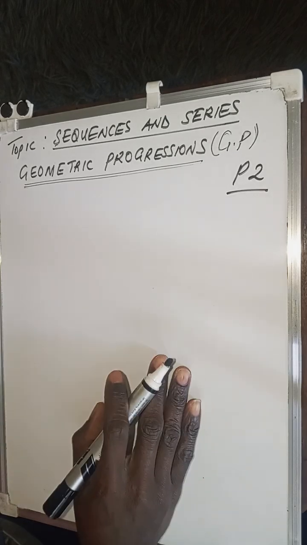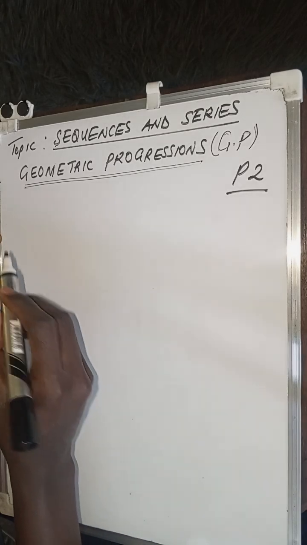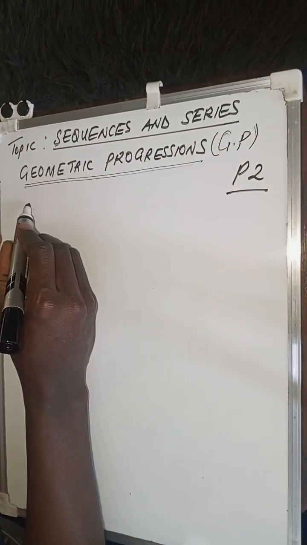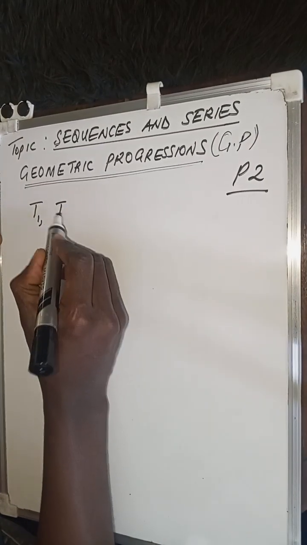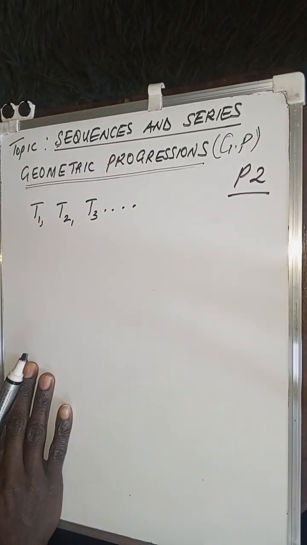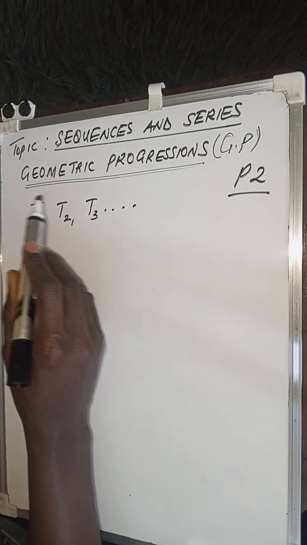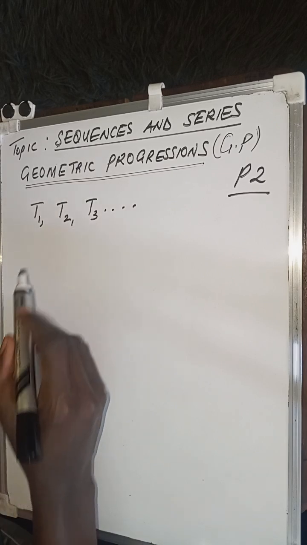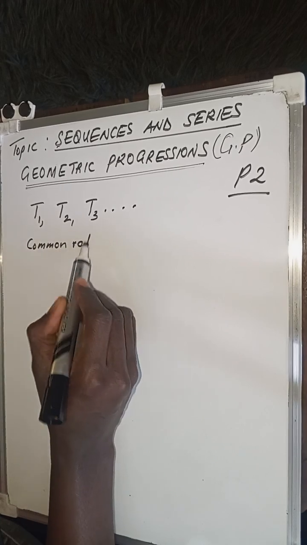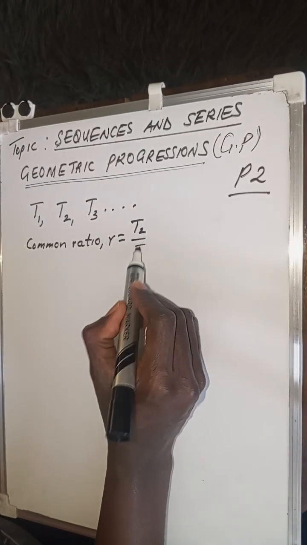So what are some few concepts that you need to remember? Well, imagine that you have got a sequence, a pattern in numbers. For example, you have got the first term, term 2, and term 3, and you are told that this is a geometric progression. You need to remember that for a geometric progression, we are going to be talking about the common ratio. So for you to get the common ratio R, you simply need to divide two consecutive terms.